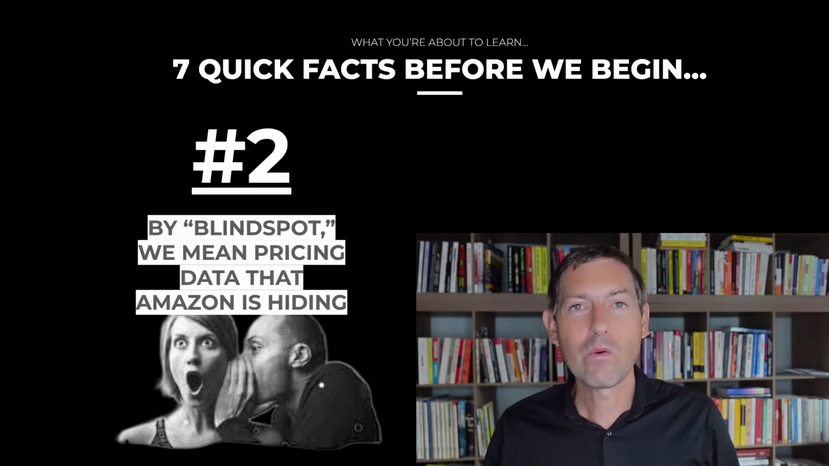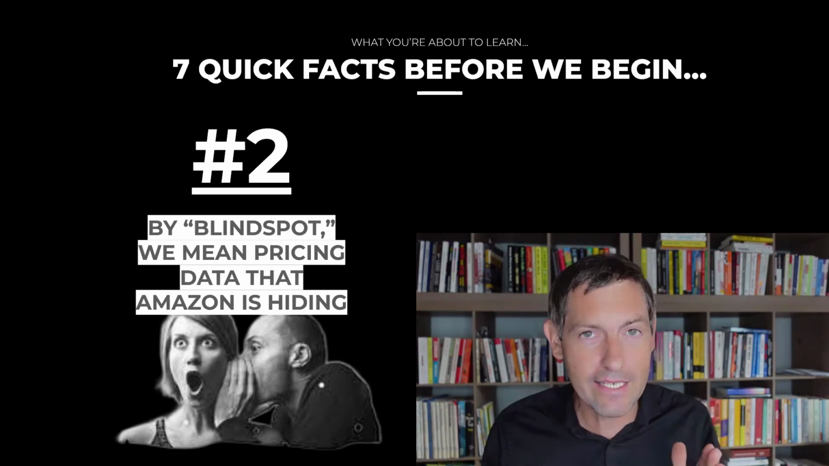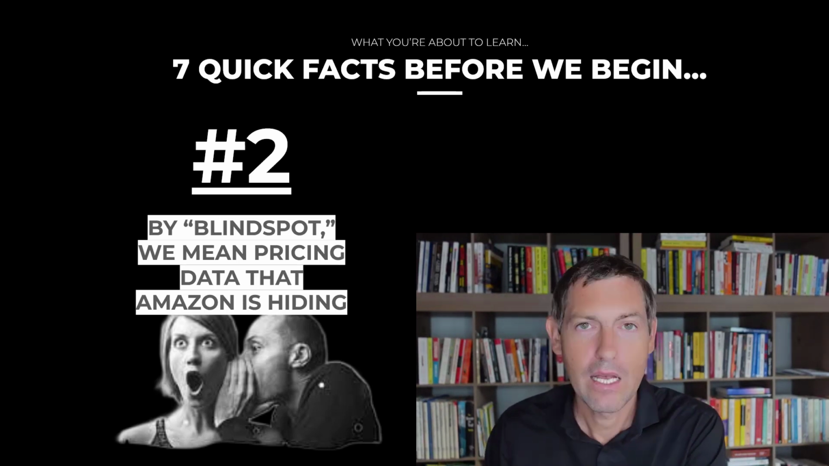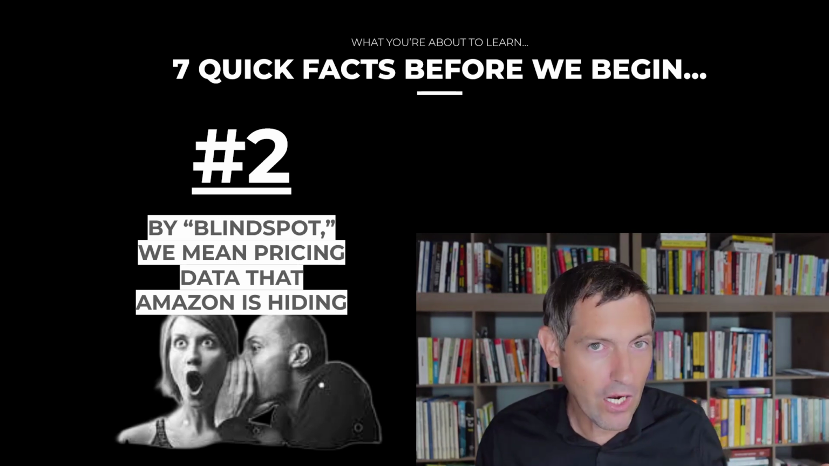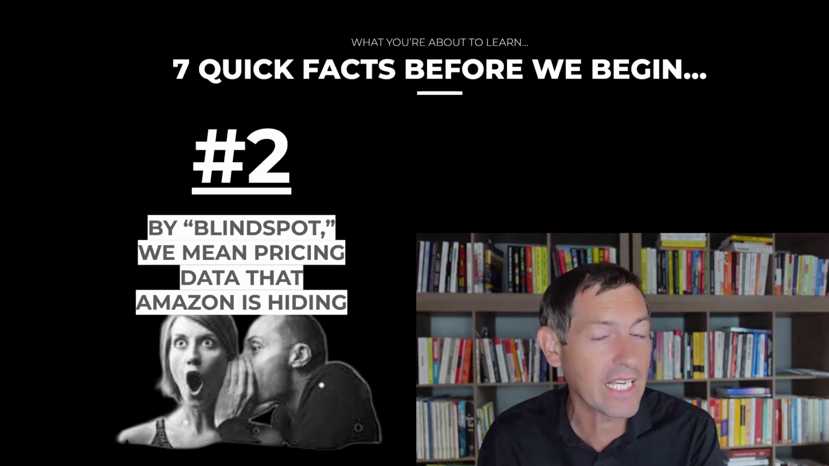Fact number 2, what do we mean by blind spot? Let me define it very specifically. I'm referring to pricing data that Amazon does not share with scanning apps and repricing tools. That is very specifically what we mean by a blind spot. You scan an item, you think you're seeing all the prices, you're not. You tell your repricer to compare your price to competing offers, you think it can see all those competing offers, it can't.